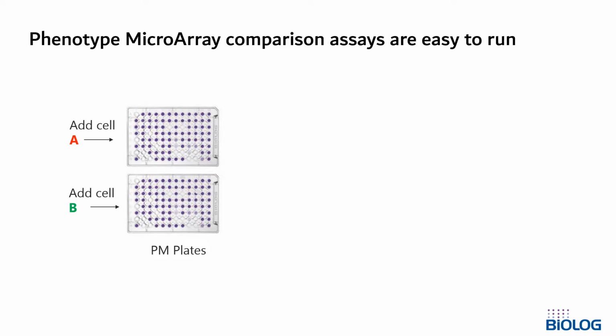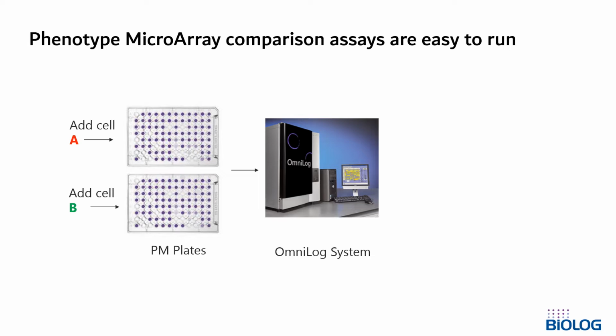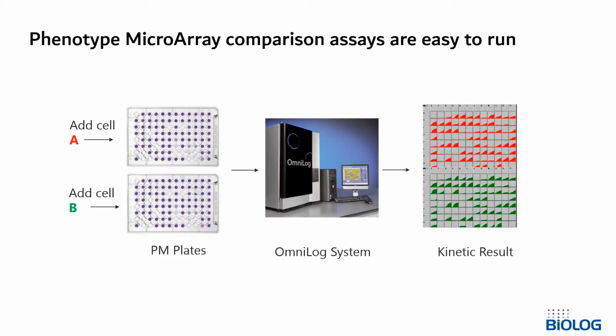These assays are very simple to run and consist of the Phenotype MicroArray plates, the Biolog incubator reader, and software that's designed to interpret the results. So this is an example of a typical experiment where we're inoculating two plates with different cell types. You can think of it as a wild type versus a mutant strain, or it could be untreated cells versus cells treated with a particular compound we're interested in.